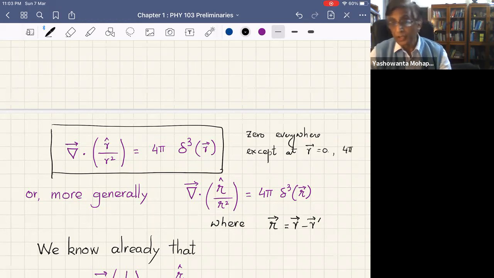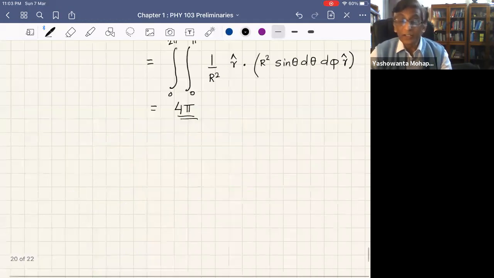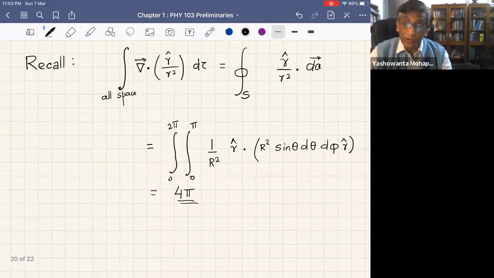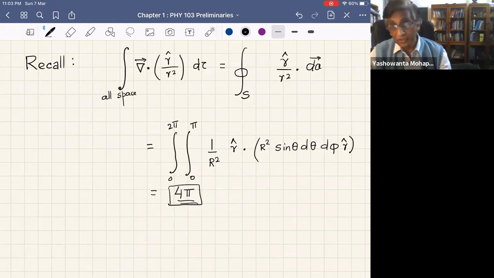So 4 pi, because if I integrate this, including the 0, then I get a 4 pi. This is an important result. We'll use this extensively in the next lecture.